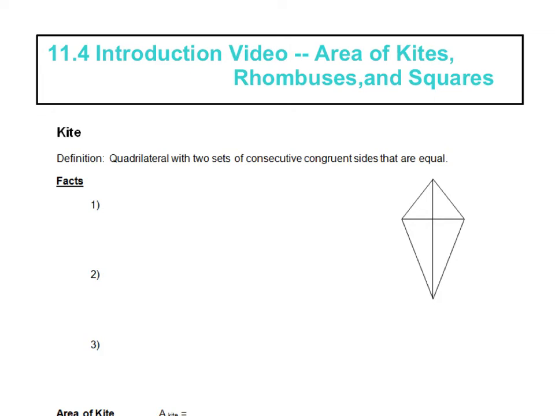Okay, so what is the definition of a kite? It's a quadrilateral, which means 4 sides, with 2 sets of congruent sides that are equal. So in this kite, the 2 sets of congruent sides, this side and that side are congruent, and this side and this side are congruent.